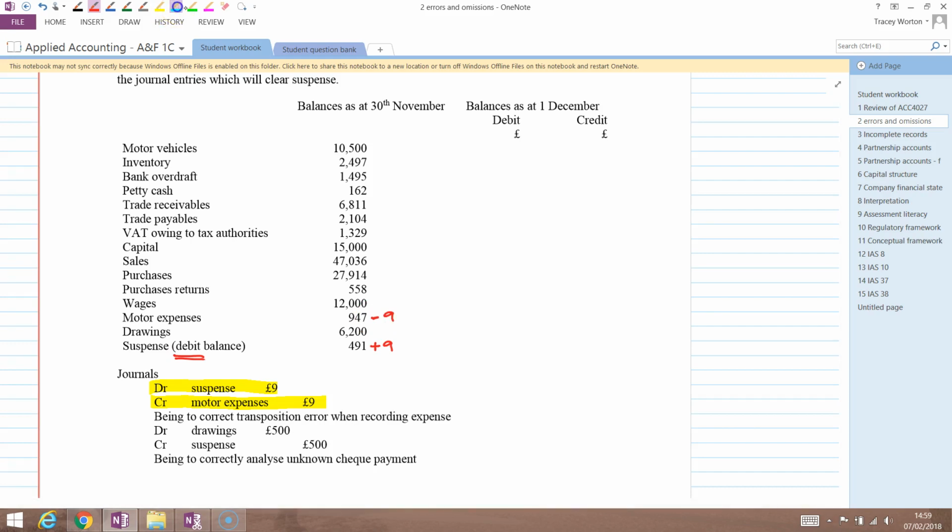The second error that we've got is that we had an unknown cheque which has now been sorted, and we found that it's due to drawings being taken out by the owner.